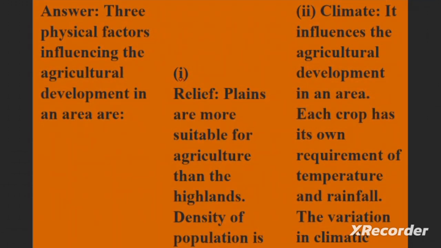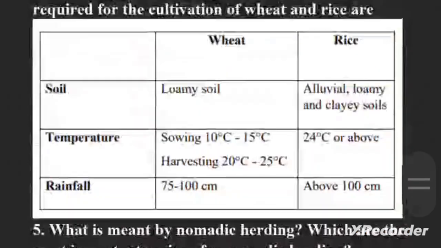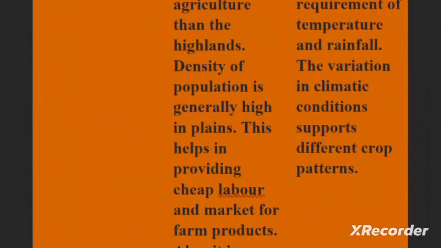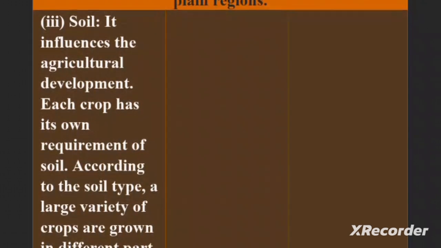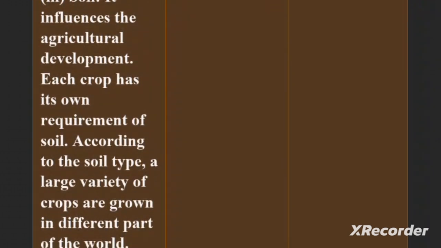Climate influences the agricultural development in an area. Each crop has its own requirement of temperature and rainfall. The variation in climate conditions supports different crop patterns. And soil influences the agricultural development. Each crop has its own requirement of soil. According to the soil type, a large variety of crops are grown in different parts of the world.